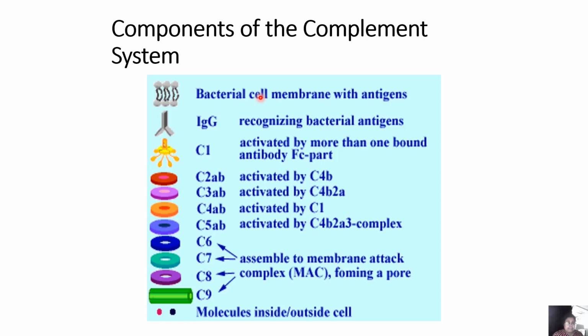Basically, whatever I explained, you have the bacterial cell membrane with antigens, IgG recognizing and all. So C6, C7, C8 and C9 will assemble to form the membrane attack complex, right? The MAC. That will form a pore, and this membrane attack complex will create pores in the bacterial membrane, leading to osmotic lysis.